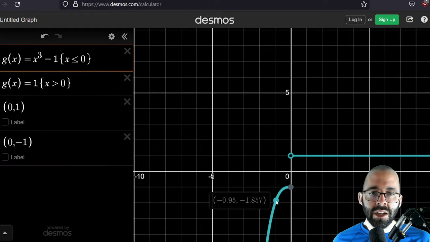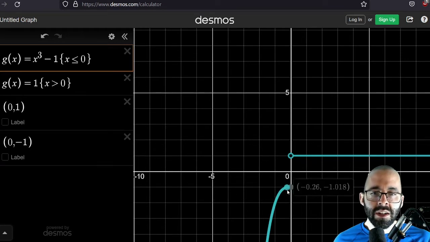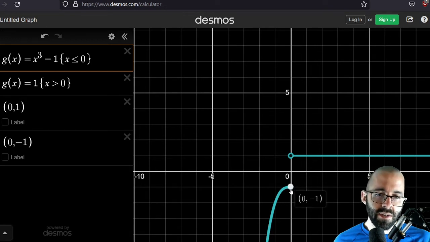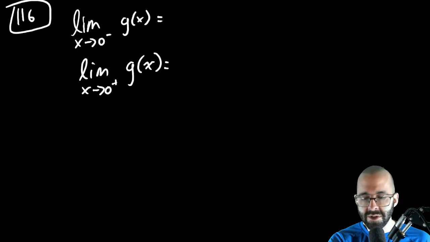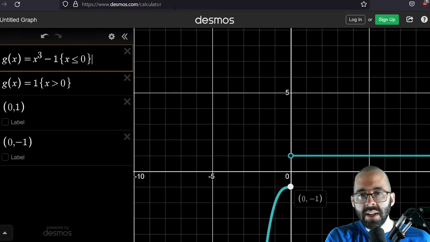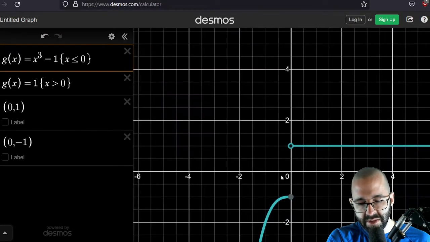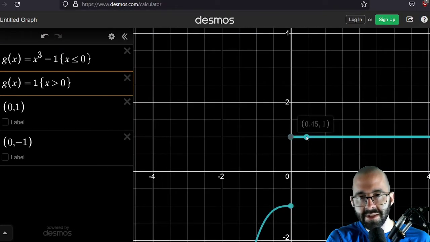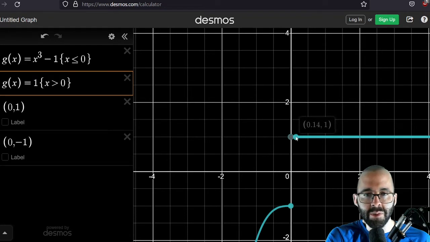So as we get really close from the left, we're always on this piece. We get really close from the left, what are we getting really close to? Getting really close to this point. As we approach from the left, we get really close to negative 1. As we approach this function from the right, and we can zoom in, this is a constant function. So as we approach 0 from the right, it's always just positive 1.